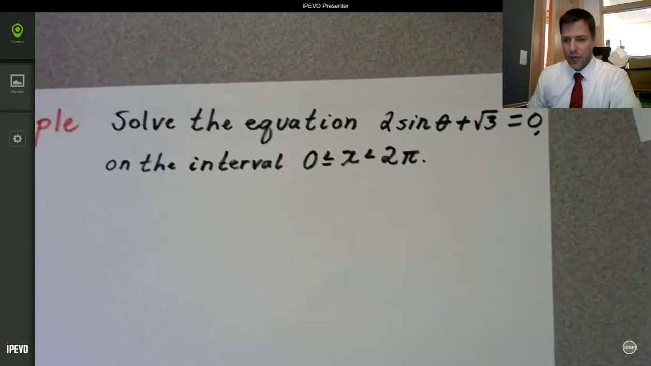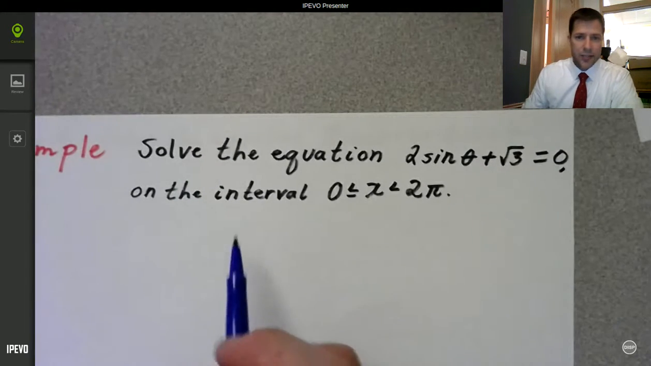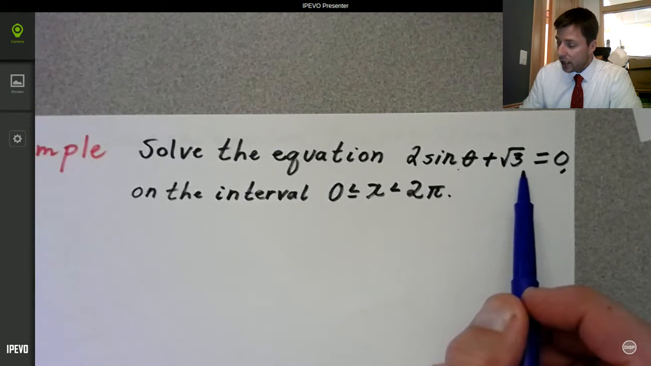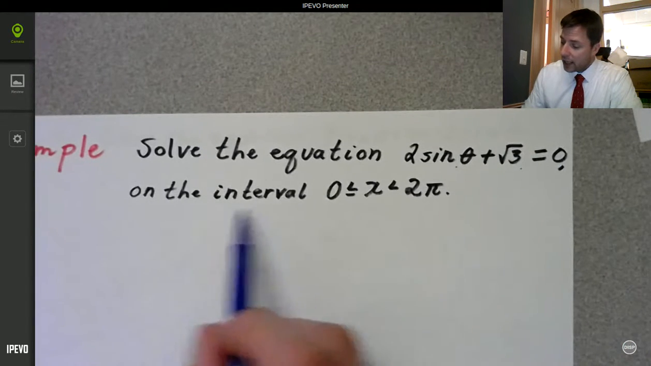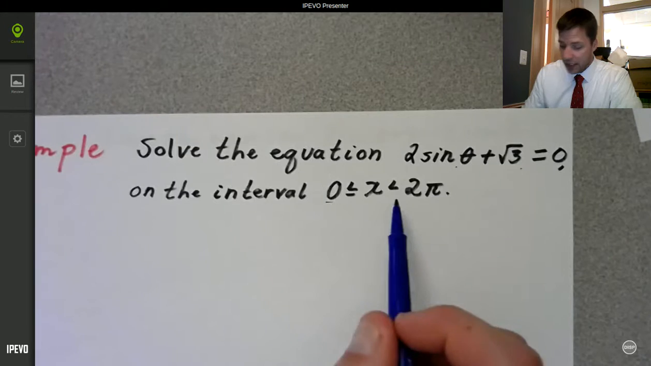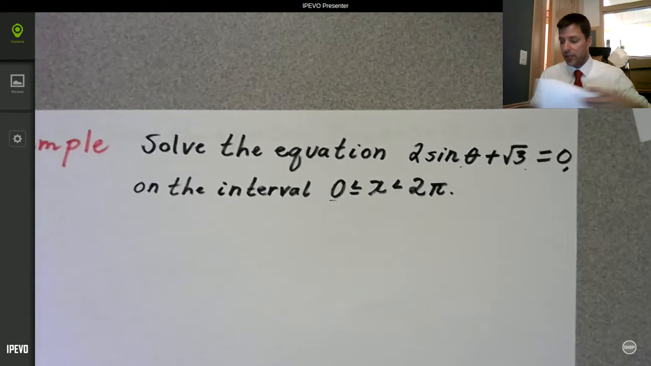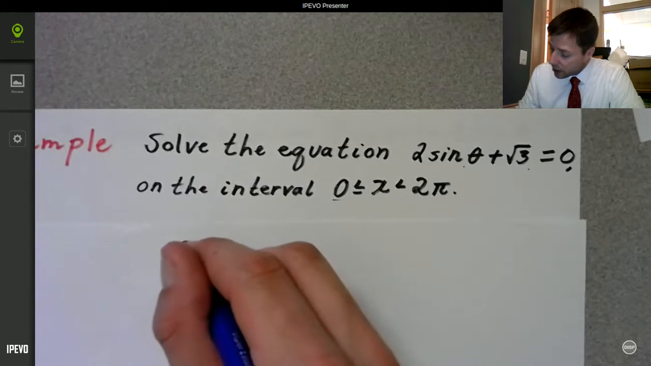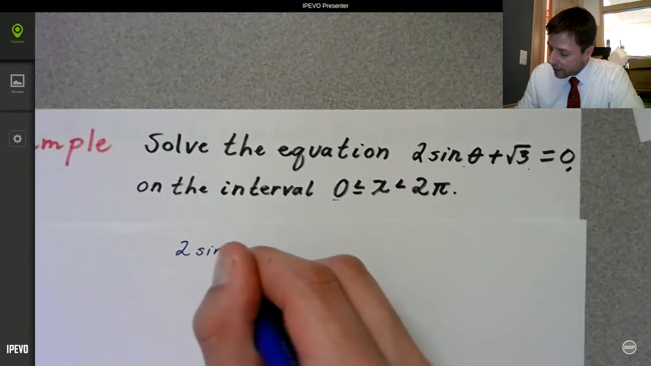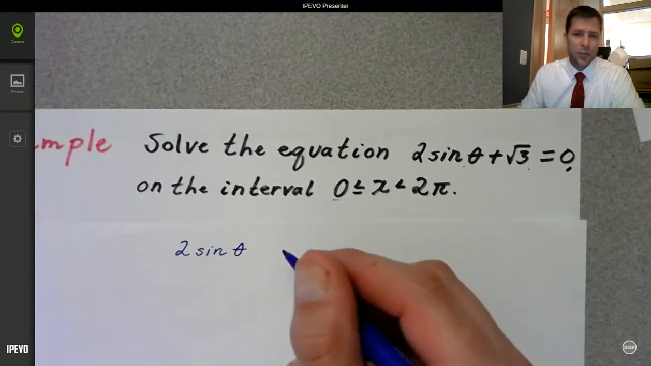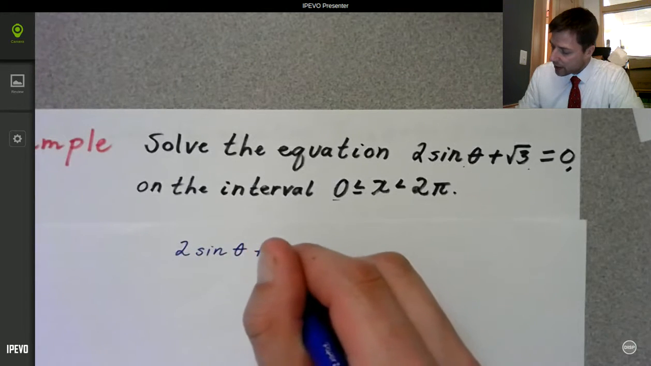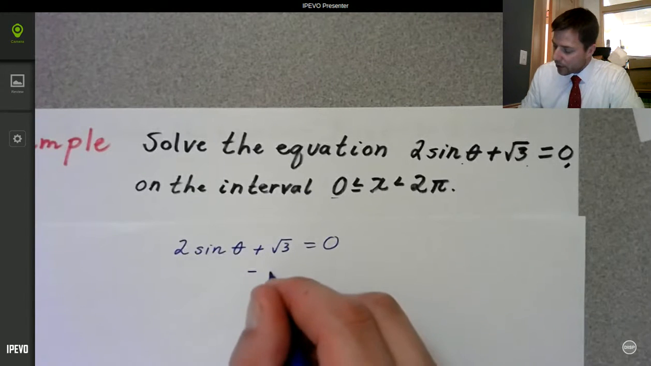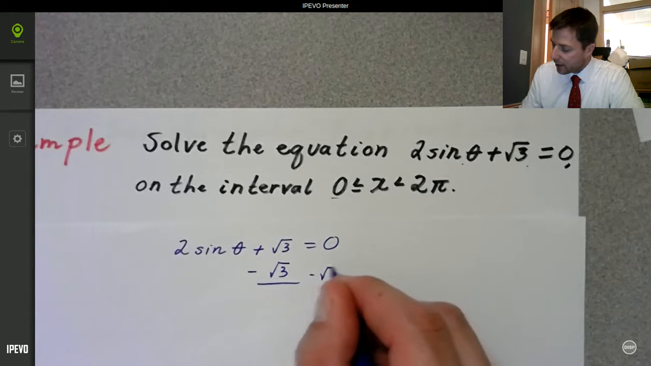Now we'll go on to example number 2. Let's solve the equation 2 sine theta plus root 3 equals 0 on the interval from 0 to 2 pi. So now they gave me an interval to look for. Let's rewrite our equation: 2 sine of theta plus root 3 equals 0. Theta here could be in degrees, but we stick with radians.